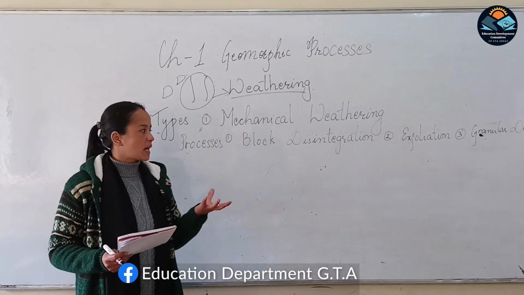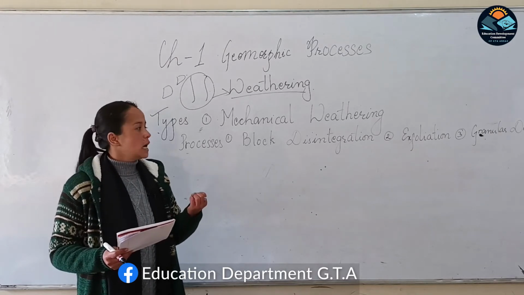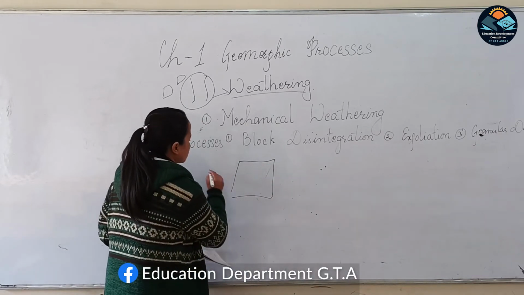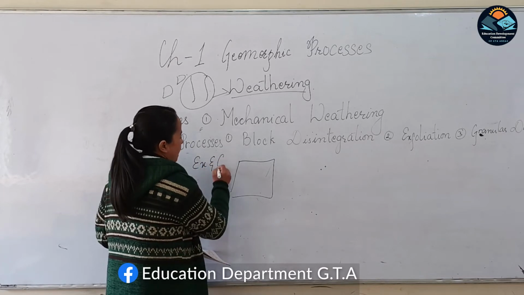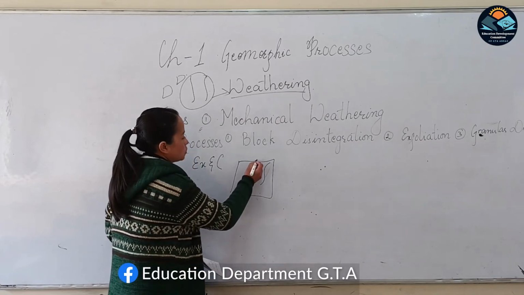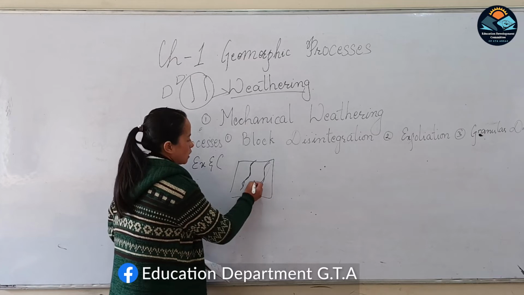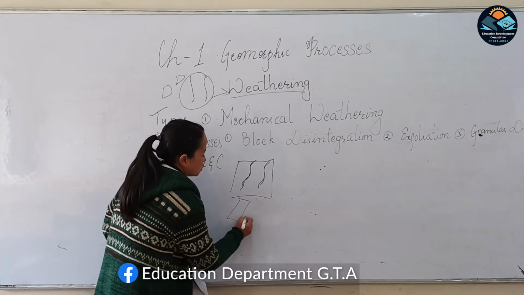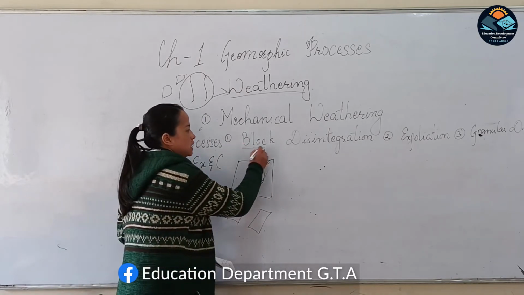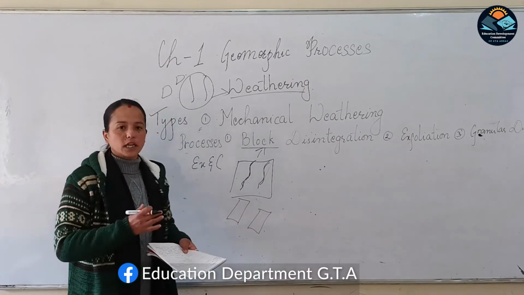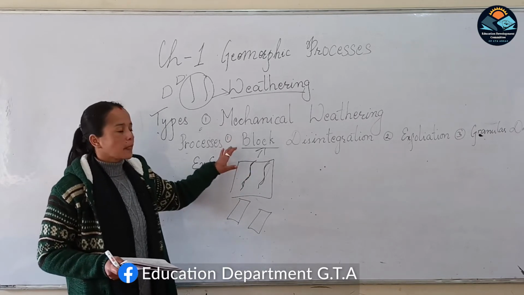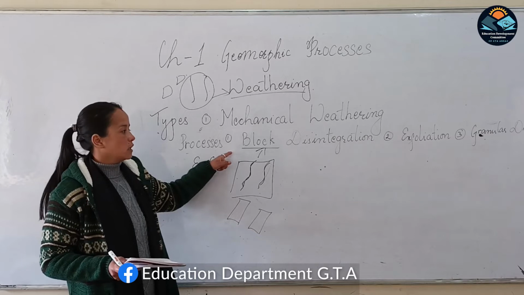This regular expansion and contraction will lead to the development of cracks or joints. Suppose this is a rock, and because of continuous expansion and contraction, a crack will develop on the rock. Along this crack or joint, the rock will be broken into blocks. That is known as block disintegration. The name itself gives you the definition: block. They are breaking into blocks. That is all about block disintegration, which occurs especially in dry areas, especially in desert areas.